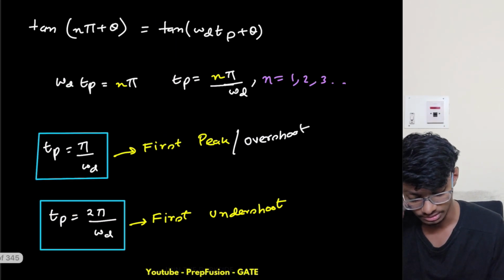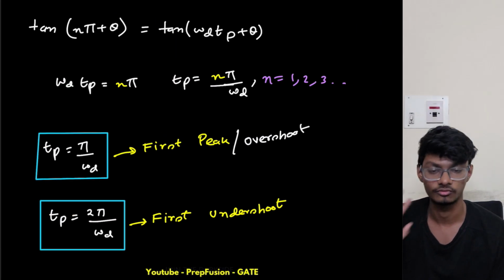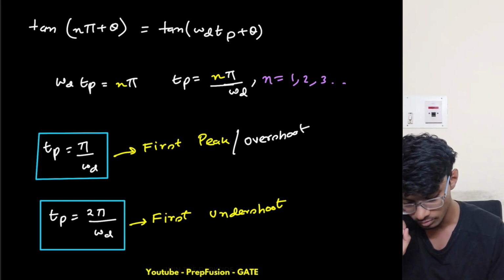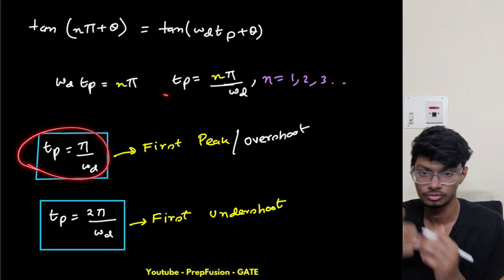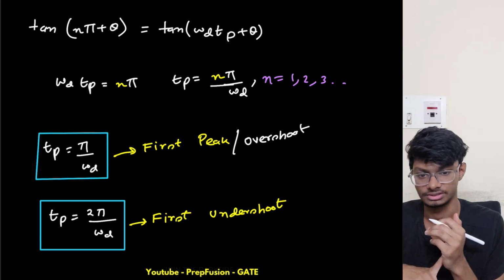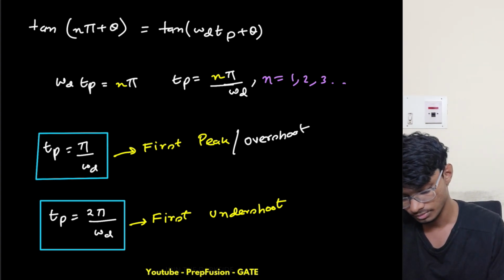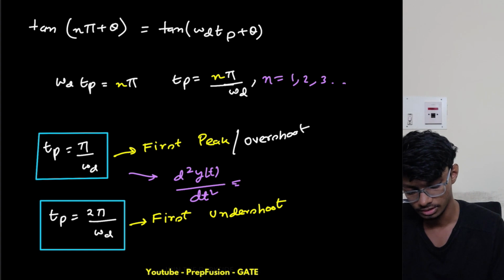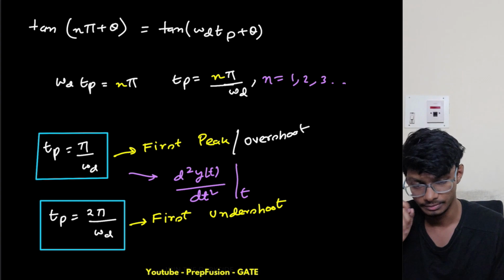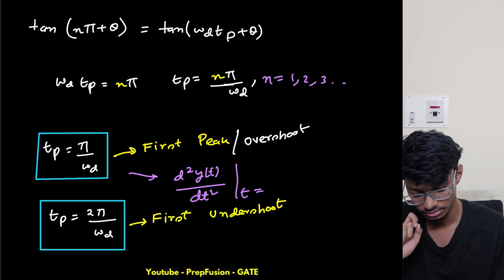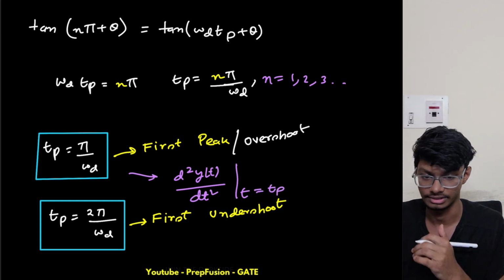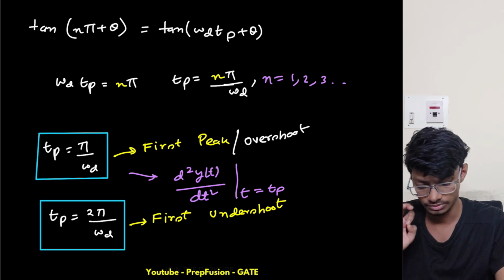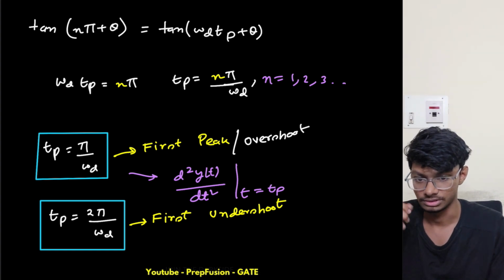But if you really want to check mathematically, if you don't have the graph, what you will do is put this tp value in the double differentiation, d square y(t) by dt square, and you will find, if this is positive then this is a minima, and if this is negative then this is a maxima, right? That's how you check. So this was basically the derivation for this one.